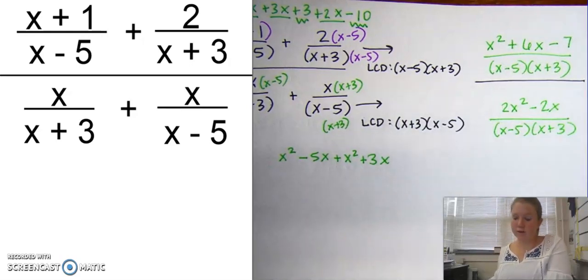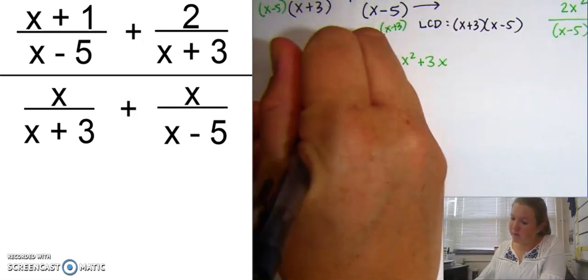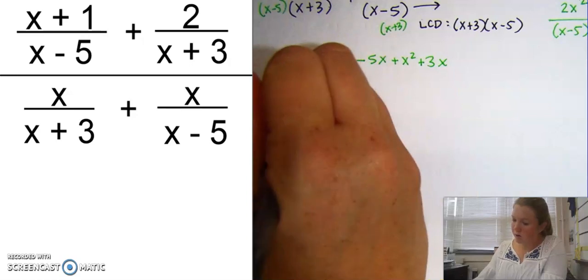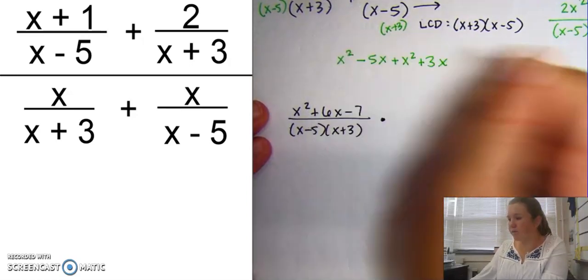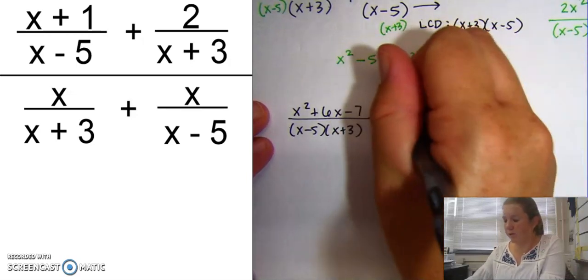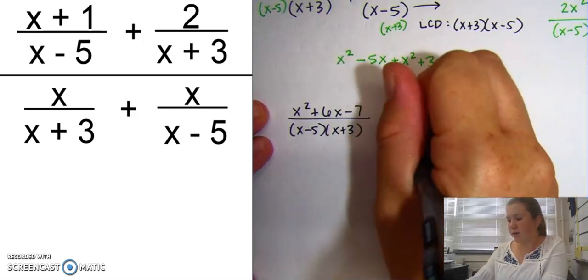All right, now we're ready to same, change, flip. So we're going to have x squared plus 6x minus 7 over LCD times the reciprocal, so x minus 5 and x plus 3 go on top. 2x squared minus 2x goes on the bottom.